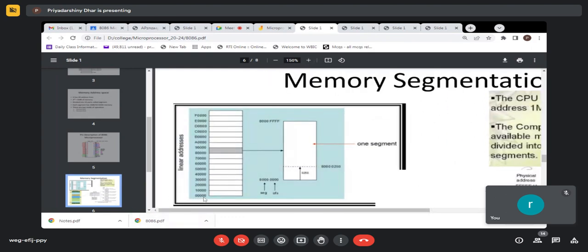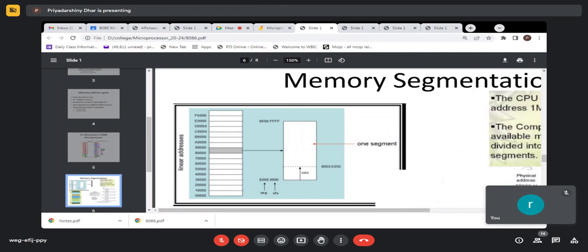Now look at this. Can you see the cursor? Yes. Here, five hex digits are present. Each digit indicates 4 bits, so 5 into 4 is 20 bits. So the starting address of memory is 00000.